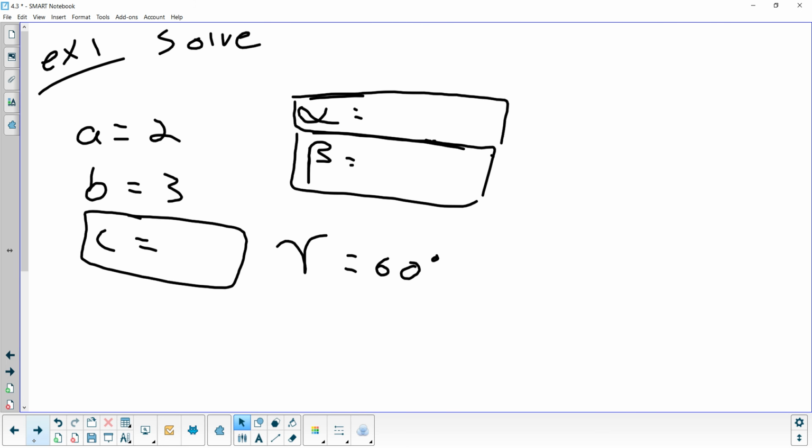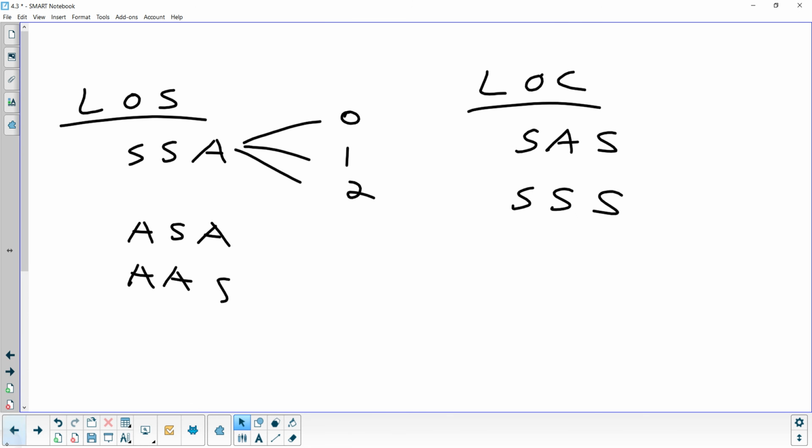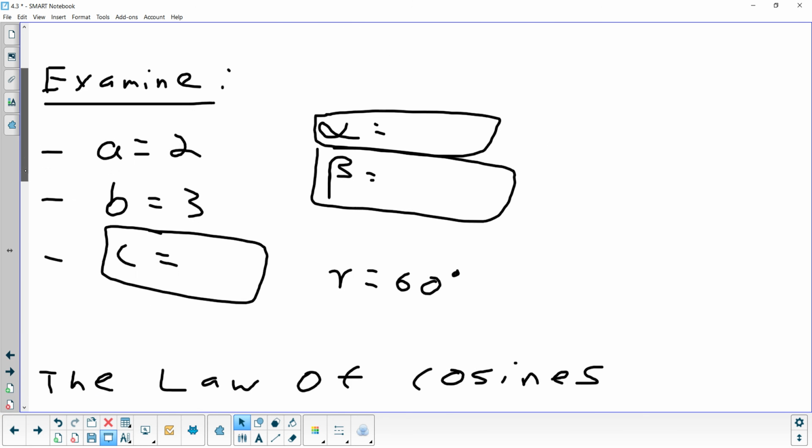And as far as the notes, that's pretty much it. Just look at some examples. I think this is the first one I had up on the board. A is 2, B is 3, gamma is 60. Yep, it's the first one I put up.